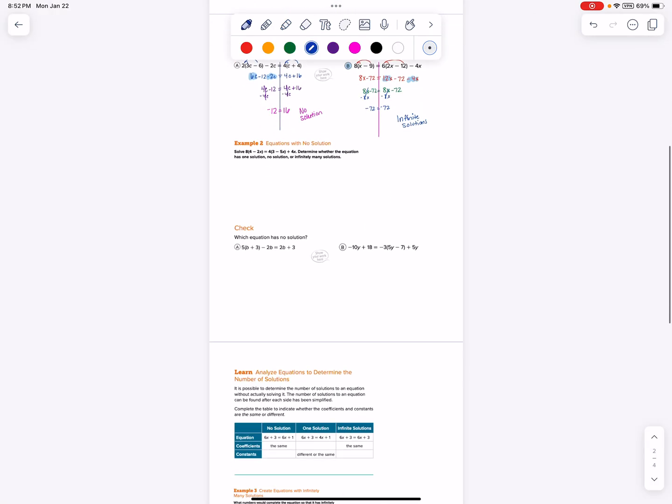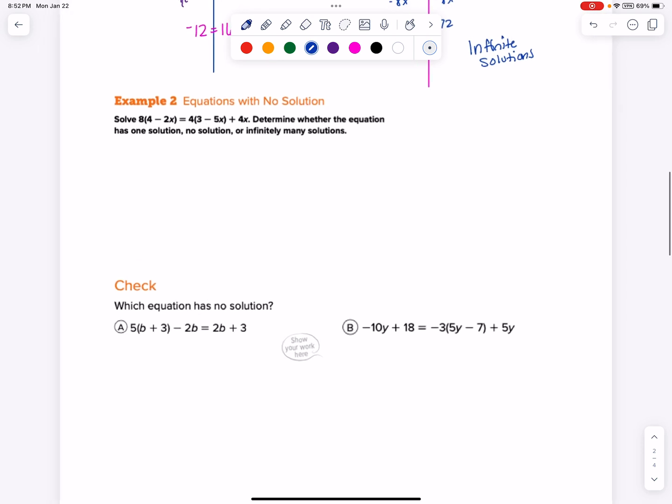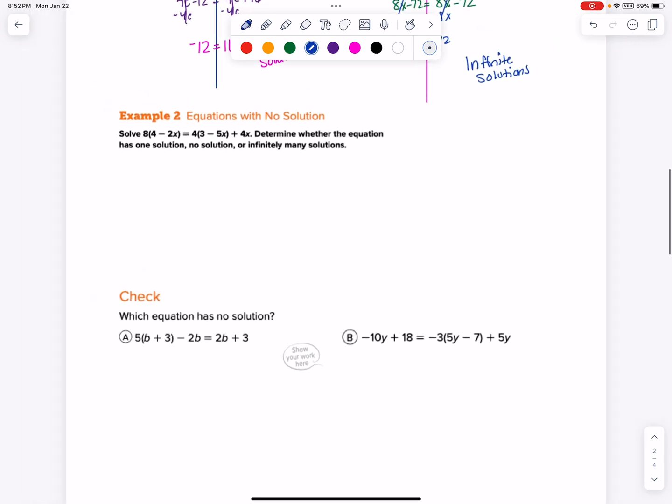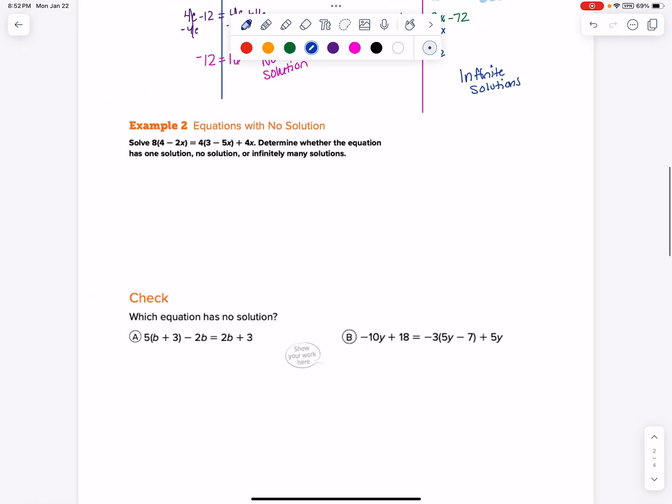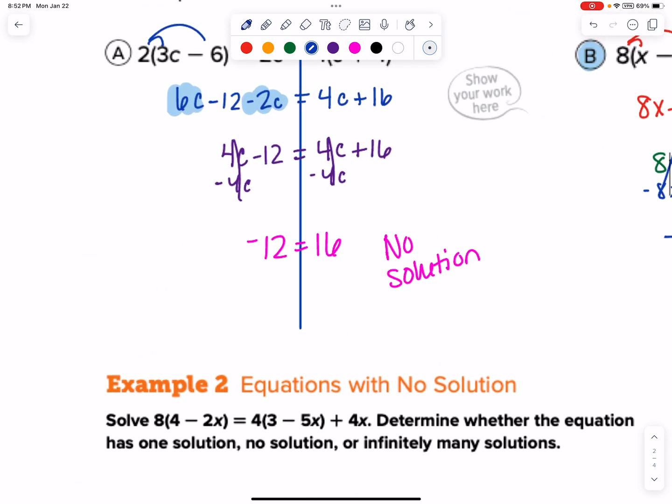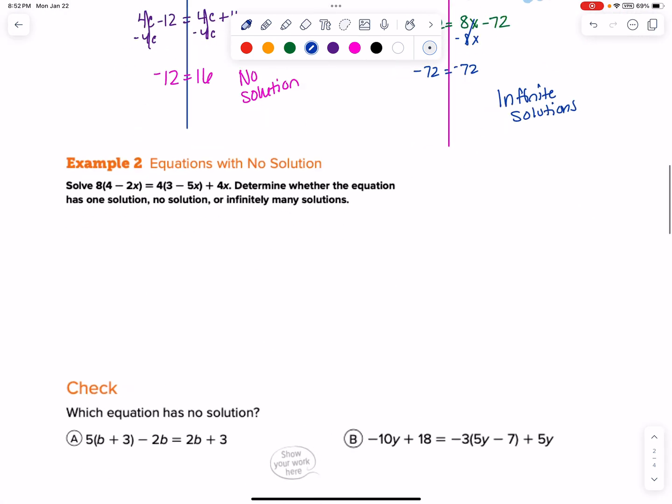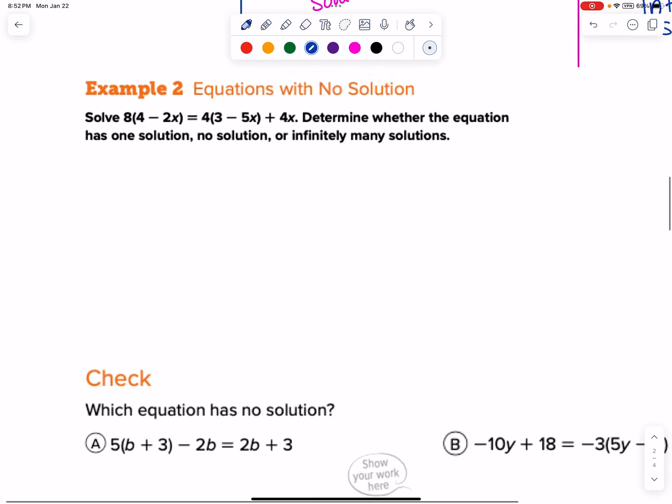All right, let's go ahead and look at example 2. It says equations with no solution. So we know that we're creating things like this, where we have a number equaling a different number. Let's go ahead and test it out and try and see how that works. So we need to simplify both sides by getting rid of parentheses, then combining like terms. Let's see what we get.